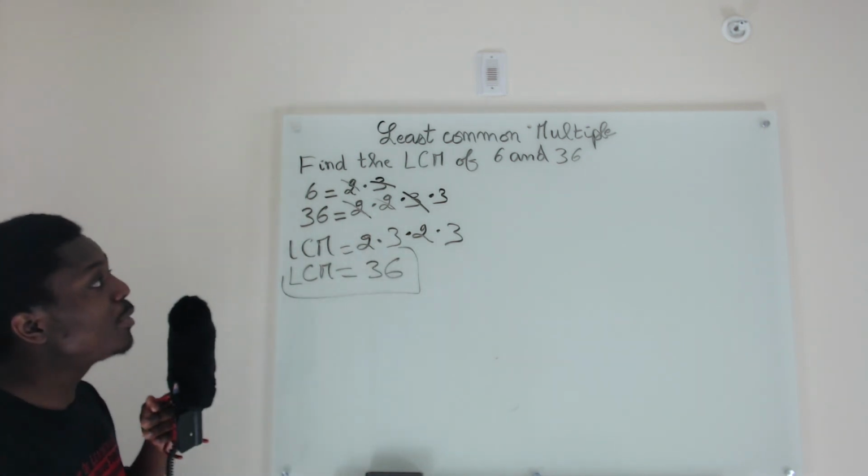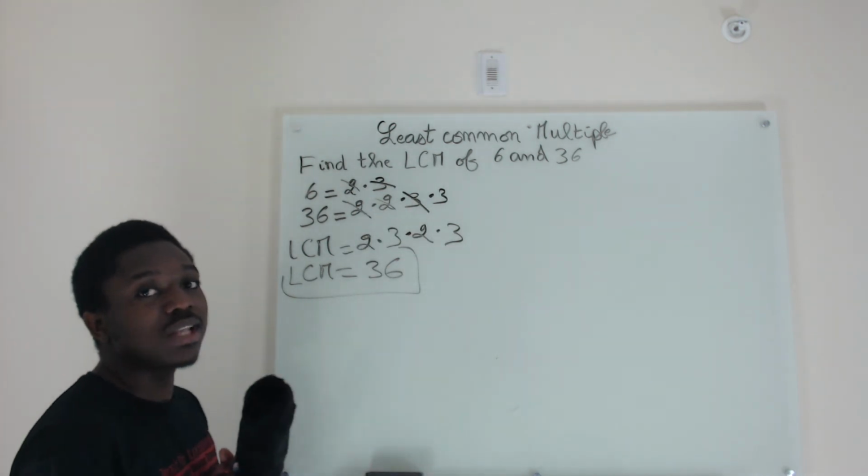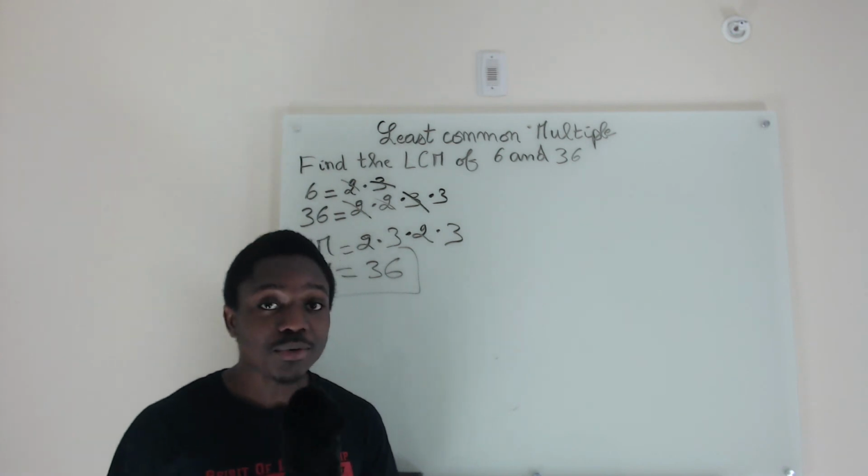So the least common multiple of 6 and 36 is 36.